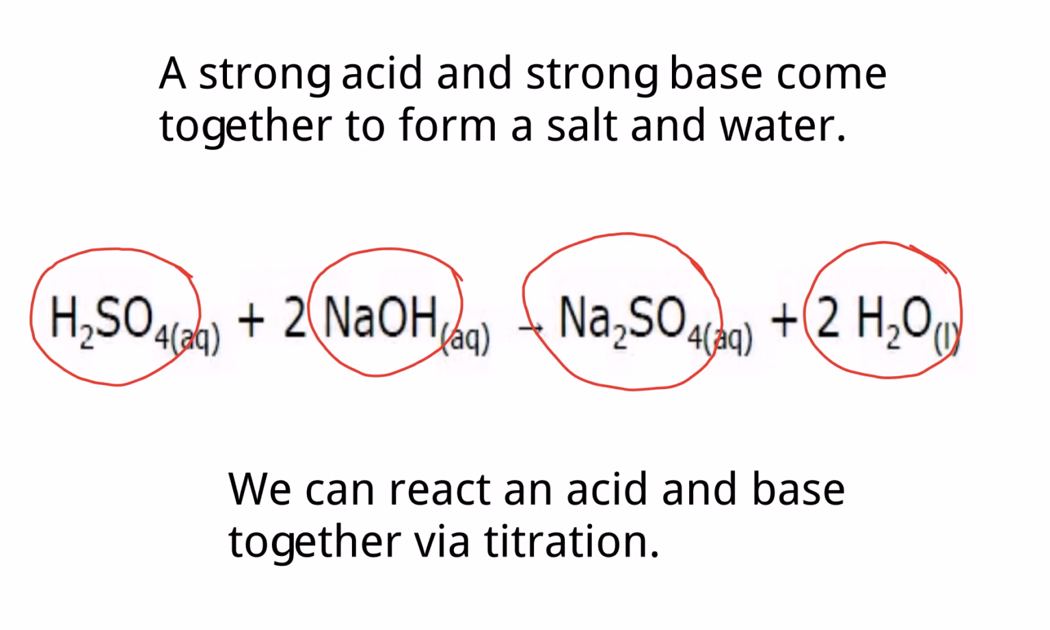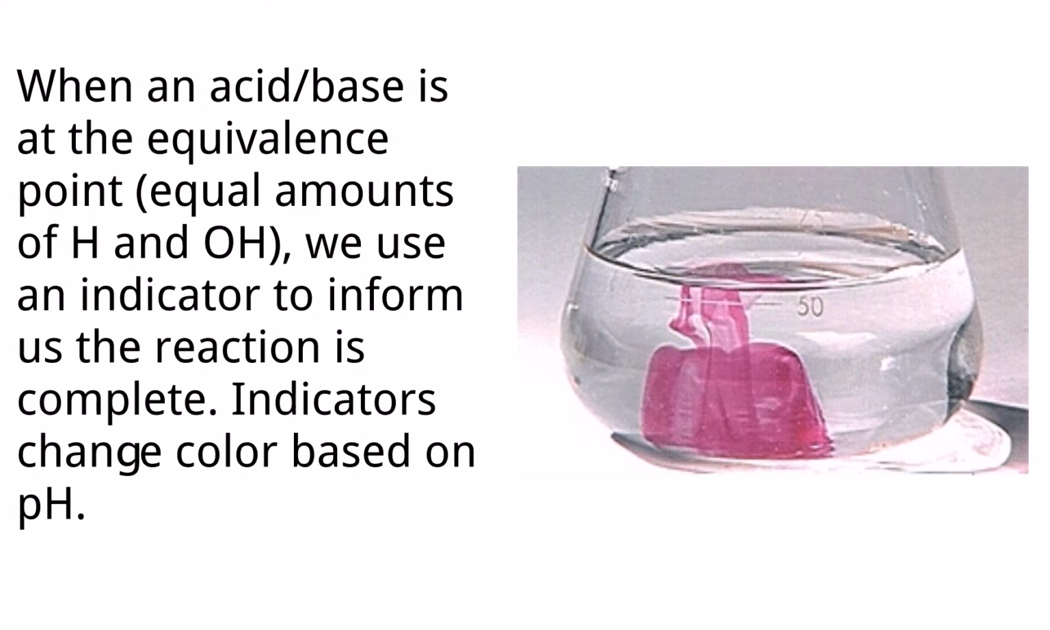A titration uses something called a burette. It's a very, very long, skinny, narrow piece of glassware that's got a stopcock on the end so that you can allow a flow of your desire. You can have it just drip a little bit, or you can have a very steady stream. Now we tend to try to be very careful with titrations so we don't overshoot what's called the equivalence point or the end point. So when an acid and a base are at the equivalence point, which means there are equal amounts of H+ and OH- in solution, we're going to use an indicator to inform us that the reaction is complete.